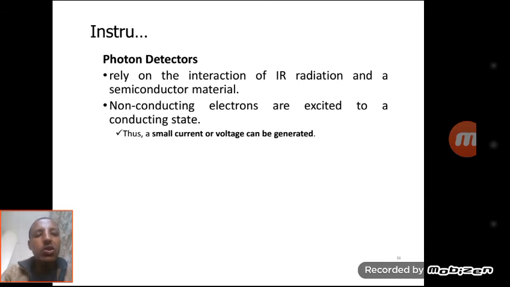The second detector is the photon detector. It relies on the interaction of IR radiation and semiconductor material. Non-conducting electrons are excited to a conducting state. Thus, a small current or voltage can be generated. This current is measured, and this current is directly proportional to the intensity of light transmitted to the detector.